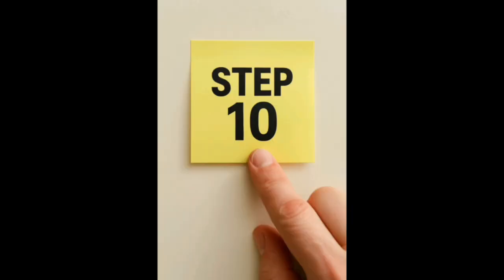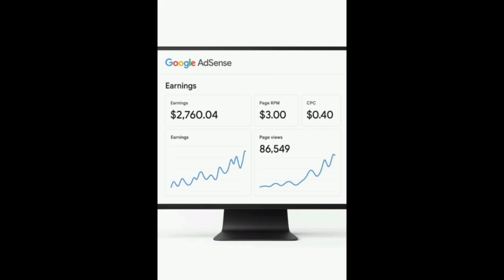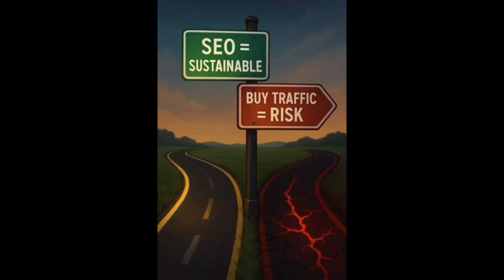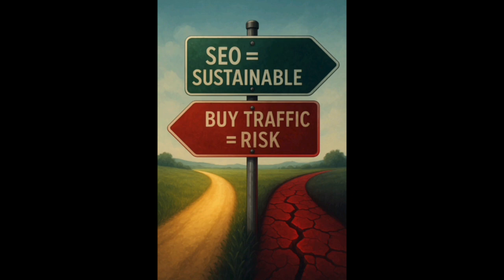Step 10. Monitor with Google Analytics plus AdSense reports. Check your CTR, RPM, and CPC regularly. That's how you know what's working and what's not. Step 11. Traffic source matters. Organic search SEO is golden. Social traffic is nice but inconsistent. Buy traffic, big risk equals possible ban.